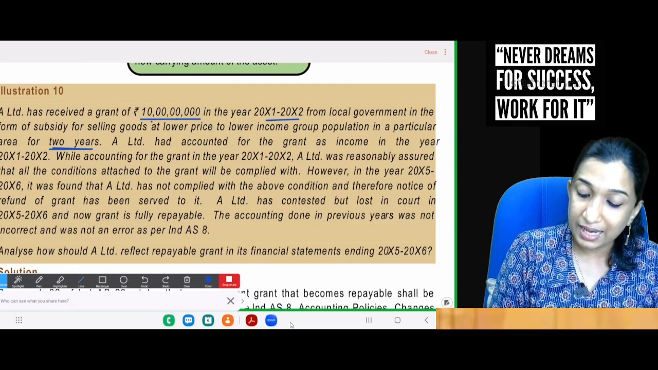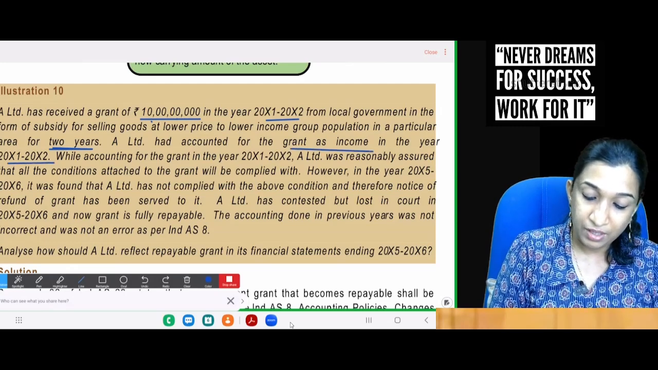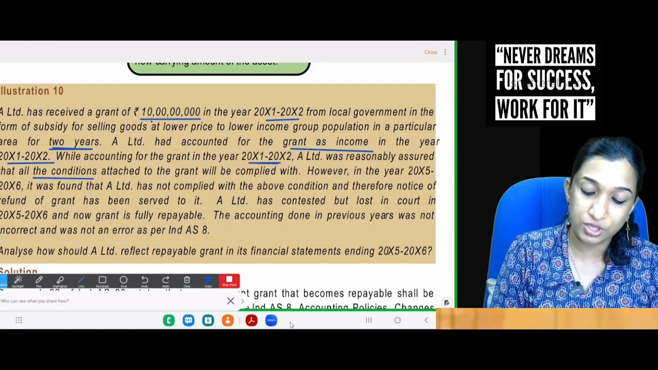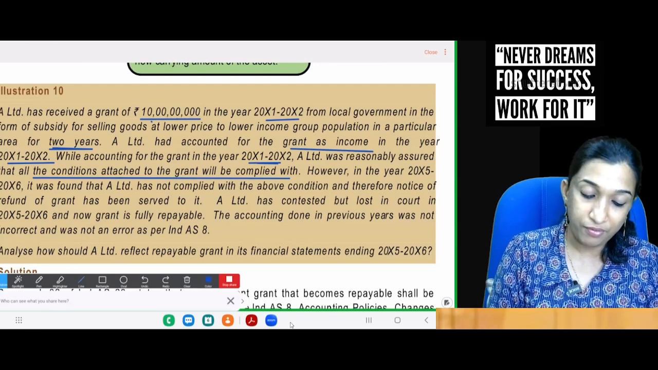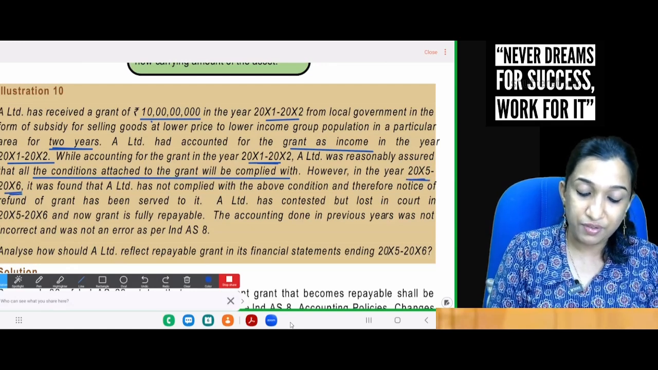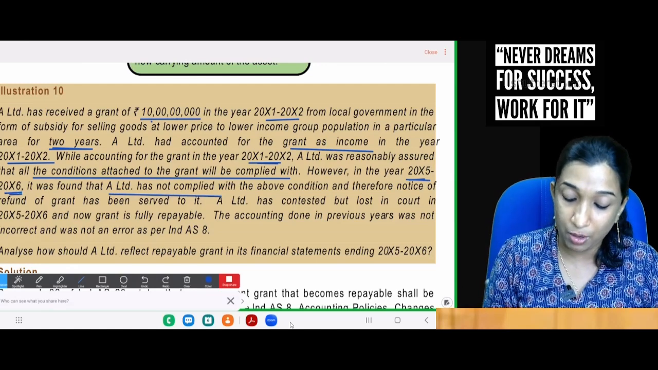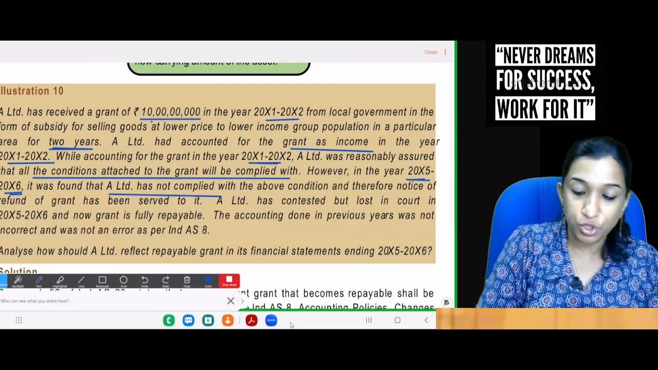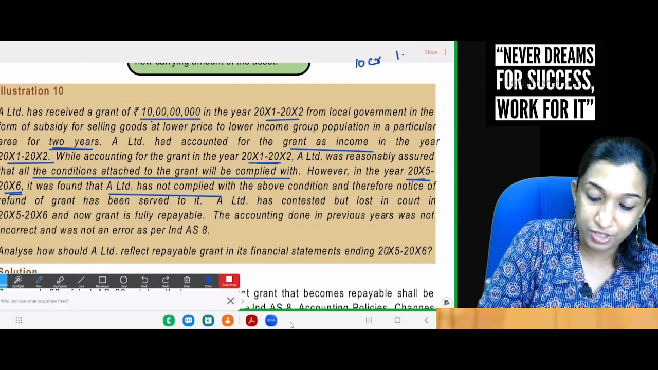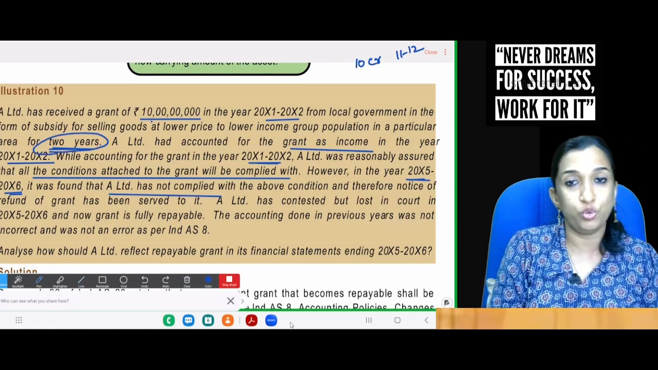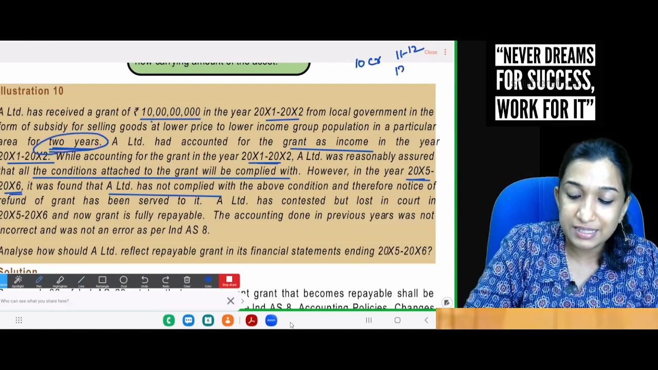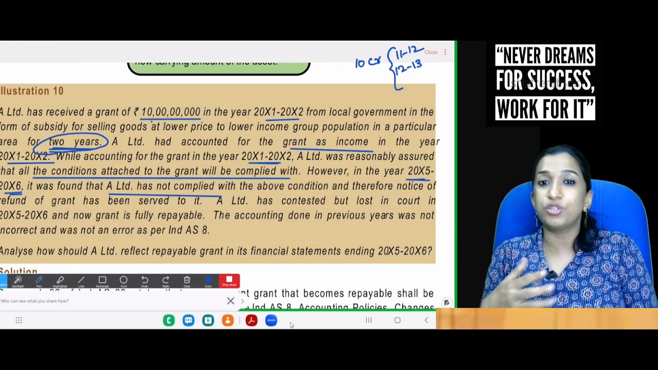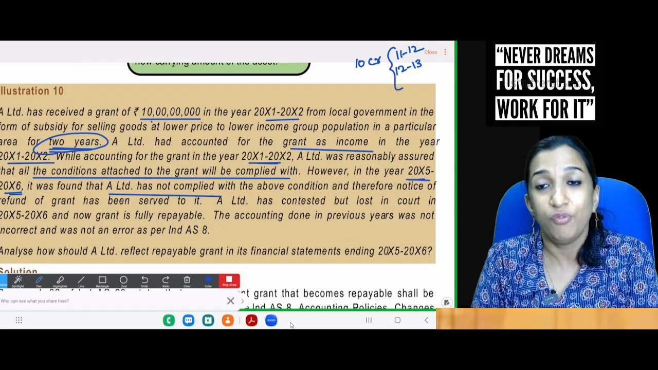A Limited has accounted the grant as income in the year 11-12. While accounting for the grant in 11-12, A Limited was reasonably assured that all the conditions would be complied with. However, in 2015-16, it was found that A Limited has not complied with the above condition and therefore notice of refund of grant has been served to it. So you got a 10 crore grant in 11-12 and the condition period is 2 years. So you would have fully recognized the grant in these 2 years, right? 11-12 you have satisfied, 12-13 also you would have, I mean half 50% of the grant would have been satisfied.